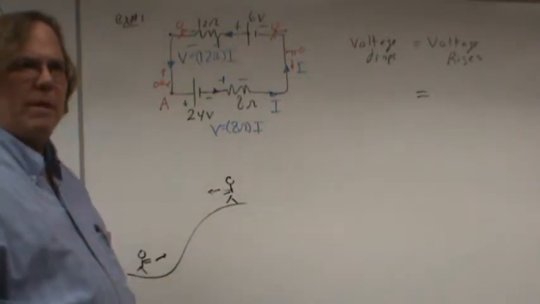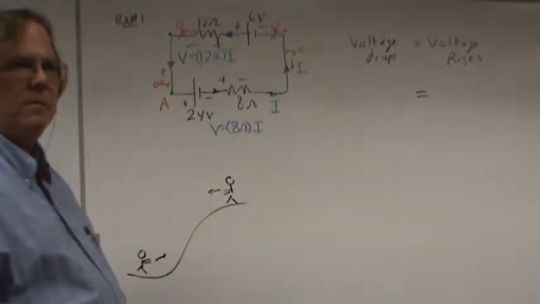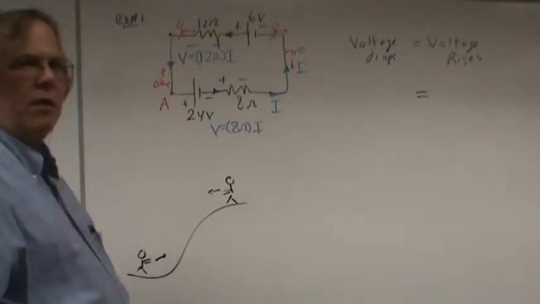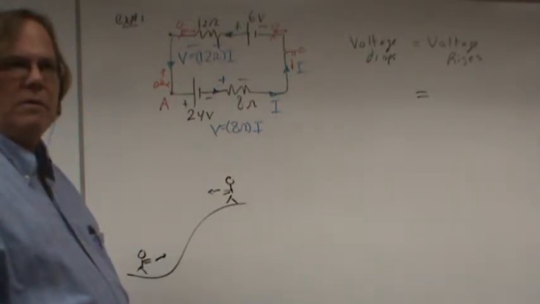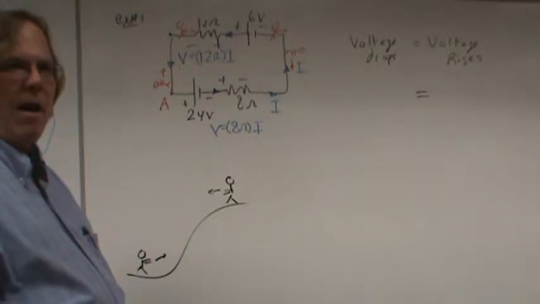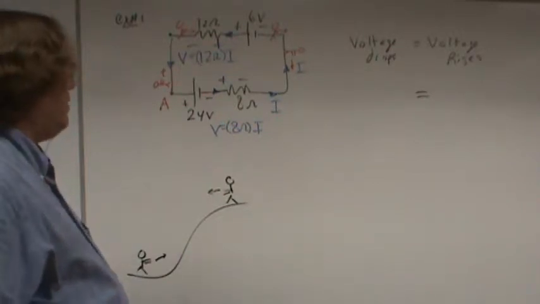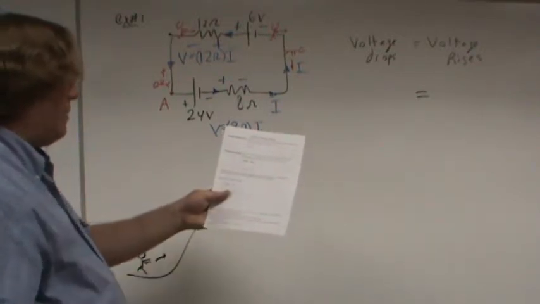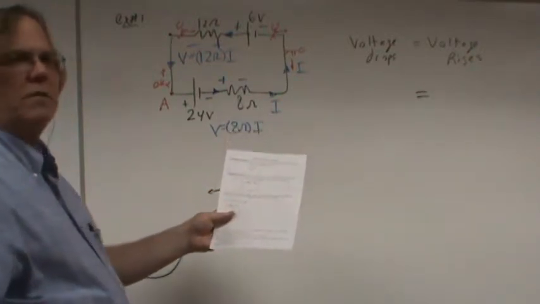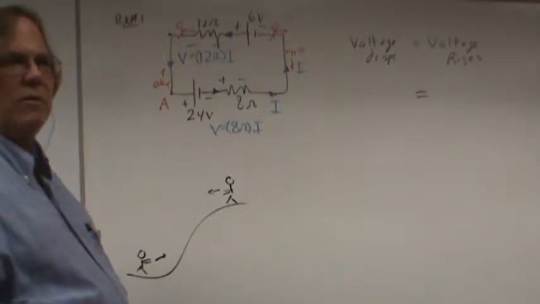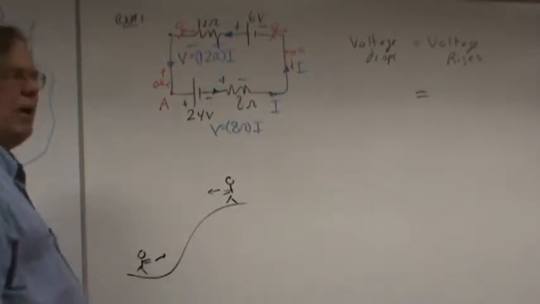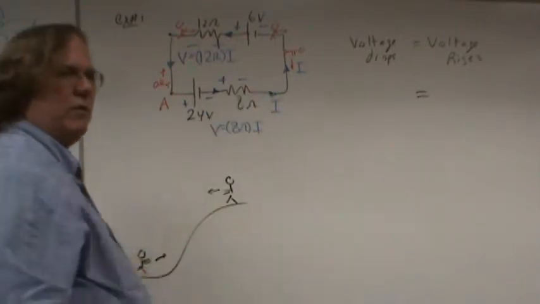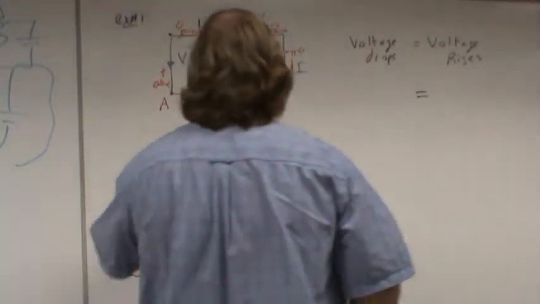Yes, Noel. Why are the walking men going the opposite direction of the current? Oh, just because I randomly chose clockwise. Would you have preferred counterclockwise? I just wondered if there was a reason why they were opposite. No, it's just to do step three, start at point A, proceed clockwise or counterclockwise, it doesn't matter. So I just went clockwise just because that's the way I roll. But if you wanted to go counterclockwise, be my guest. You'll get the same equation. It's just the two sides of the equation symbol will be reversed.